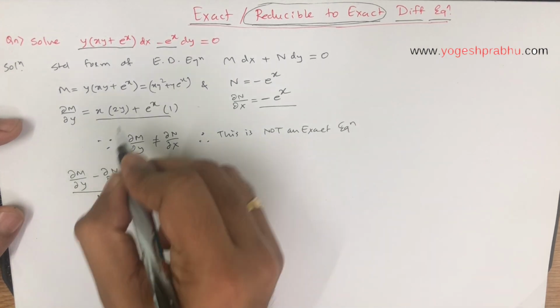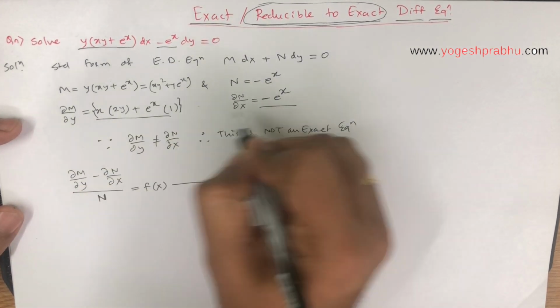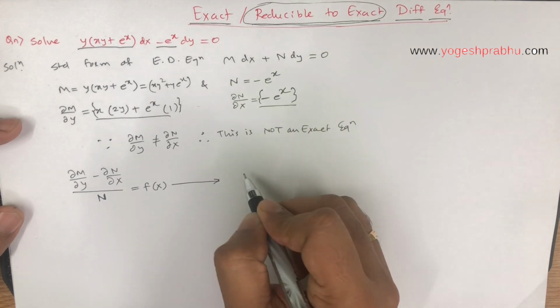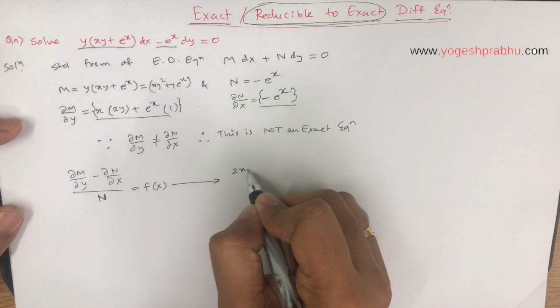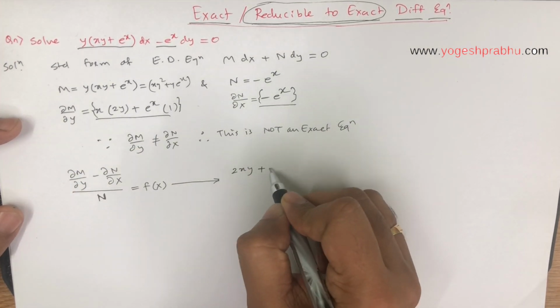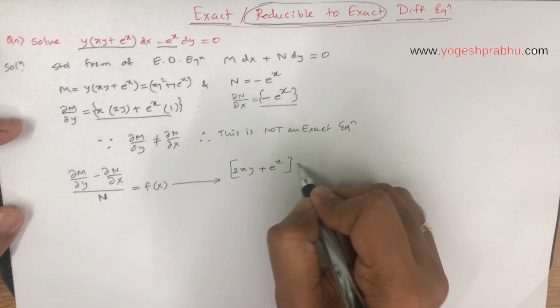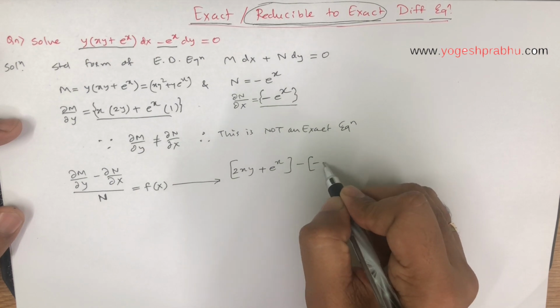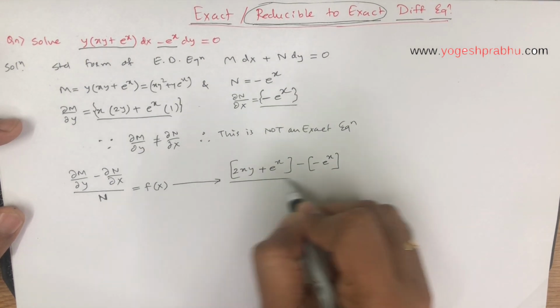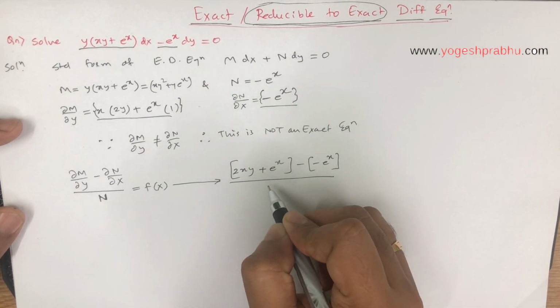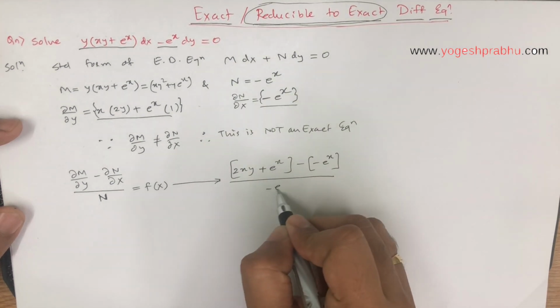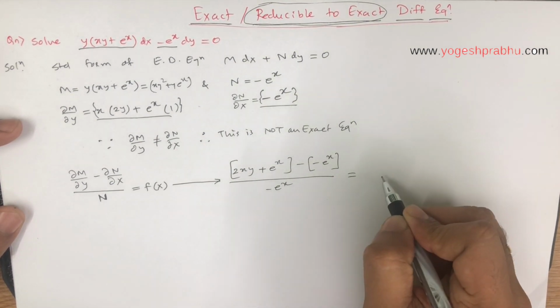So I take dou M by dou y, we have the value here, and we have dou N by dou x over here. So that is 2xy, this one, plus e to the x. Then dou M by dou y minus dou N by dou x will be 2xy plus e to the x minus negative e to the x, divided by N, and the N value is minus e to the x. Let us simplify and see what you get.